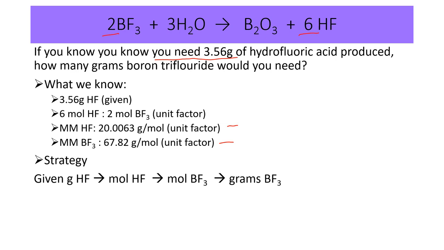Your strategy is, given the grams of hydrofluoric acid, converting that to moles using the molar mass of the hydrofluoric acid, then converting to moles of BF3 by use of the mole to mole relationship from the balanced chemical equation. Then we convert it back to grams of boron trifluoride using the molar mass.